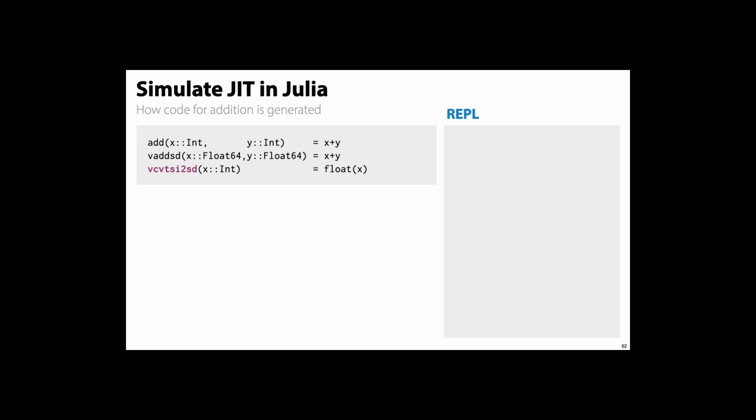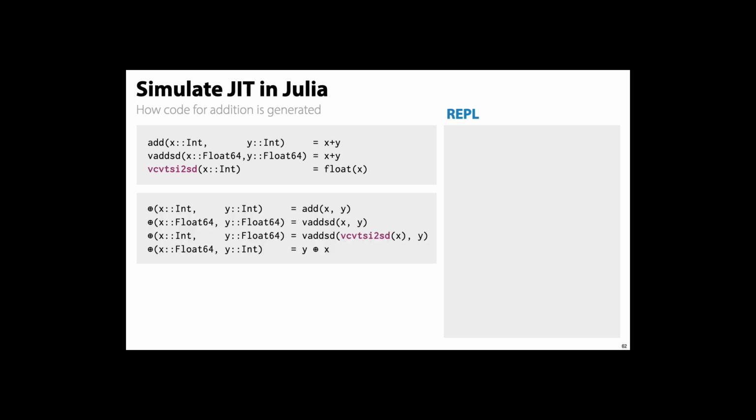So this, VCVTSI2SD, is for converting an integer to a floating point value. And you can read this as vector convert signed integer to single precision double, something like that. We already have an add symbol in Julia, so we're going to use this other add symbol, and we're going to register a whole bunch of methods. We're going to have a method for when we have integers, when we have floating points, and when we have an int and a float, or a float and an int.